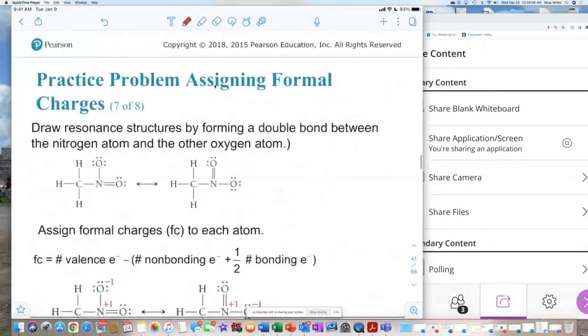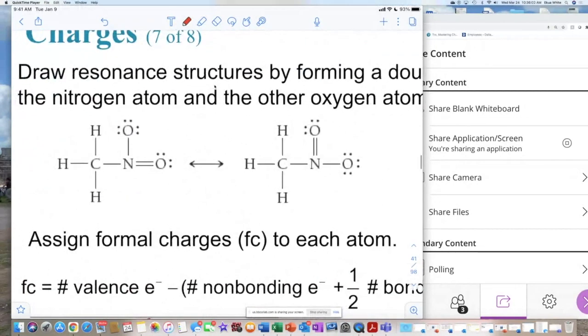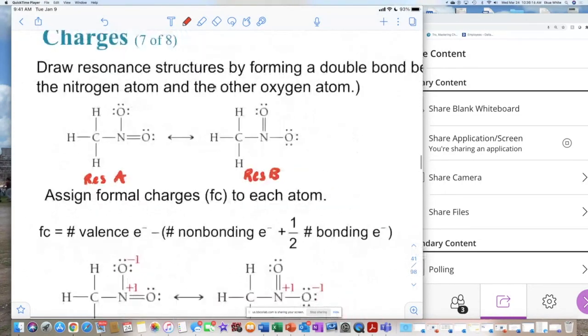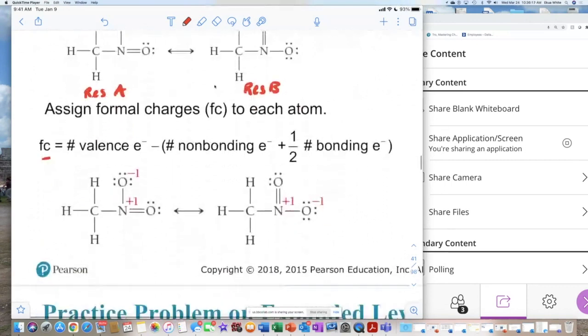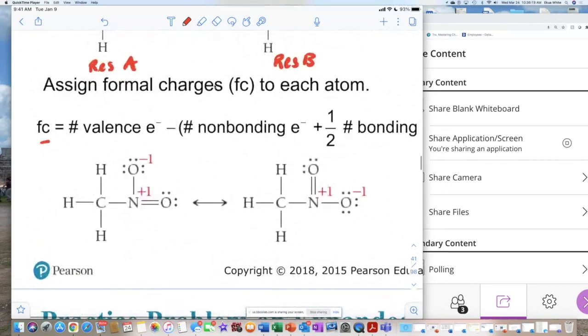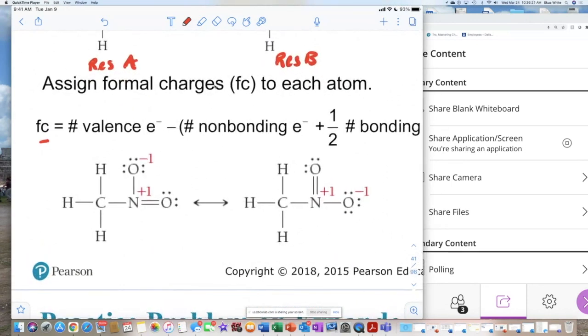So they showed it here. They show you the true resonance forms, very neatly drawn, better than my pictures. I'll call this res A, resonance A. This is going to be res B, resonance B, as you see them over here. Remember, they use the formal charge rule. They're using the formal charge rule here to figure out which is the best resonance structure.